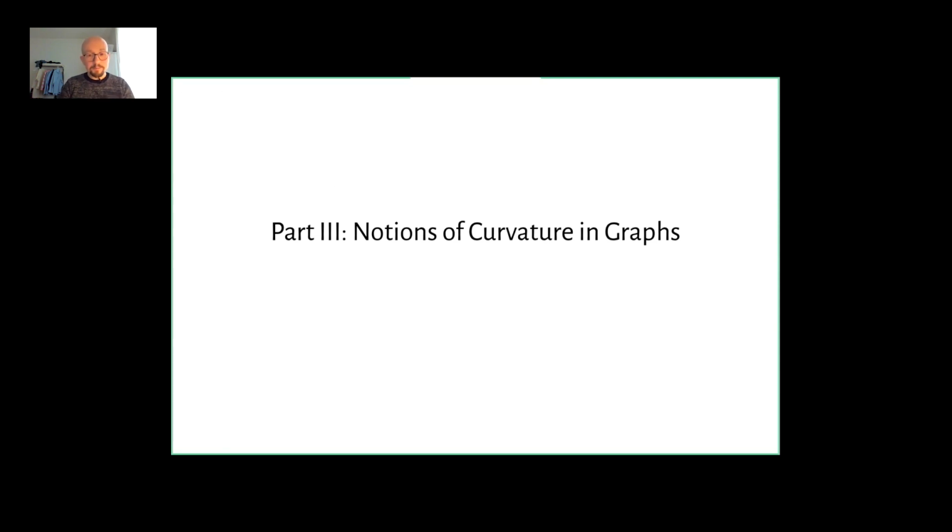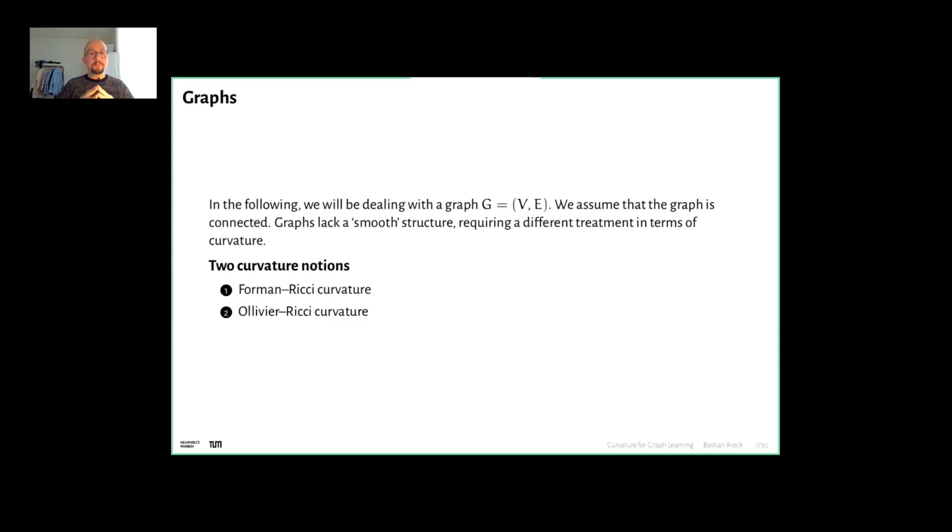But with that, let's start a little bit. Now, in graphs, we are in a little bit of a different world. So when we're dealing with a graph, which I just consider to be a tuple of vertices and edges here, we assume for simplicity that this graph is connected.